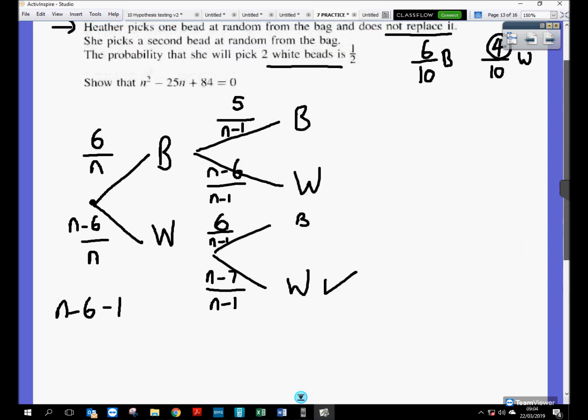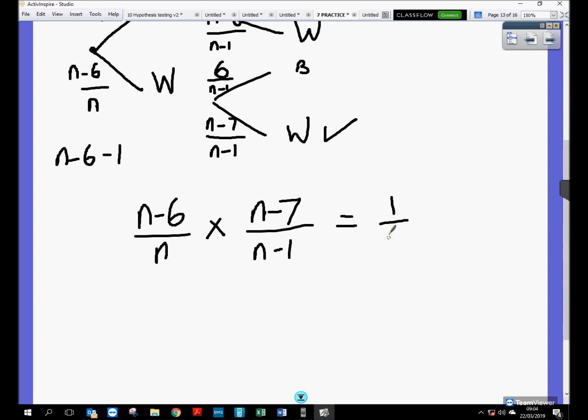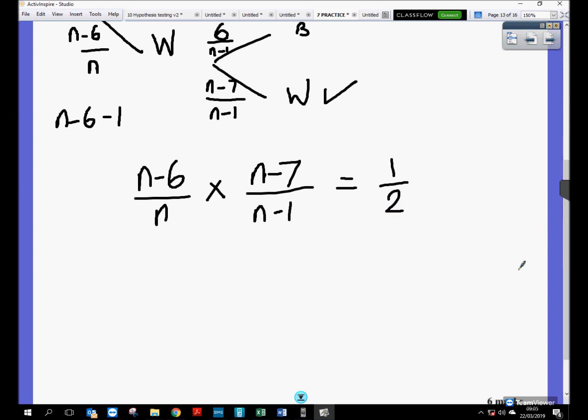So white, the probability that she will pick 2 white beads is a half. If you want to work out the probability of white followed by white, you times the probabilities together. So we have n minus 6 over n multiplied by n minus 7 over n minus 1. But they tell you that the probability is equal to a half, so you set it equal to a half. When you times fractions, you multiply the numerators together and you multiply the denominators together. So brackets are essential here.